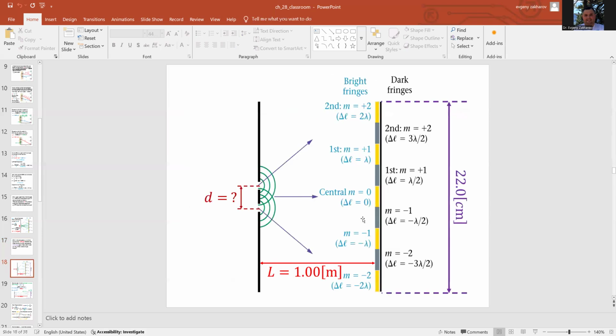So once again, the diagram, we definitely need the diagram. What's given is the distance between the slits and the screen, so 1 meter, and the width between the, what is it? See how the end of the second bright fringe is the beginning of the third dark fringe. And this distance is given as 22 centimeters. Make sure you convert everything into meters, the system international units, as usual. So we're once again trying to solve for the distance between the slits.